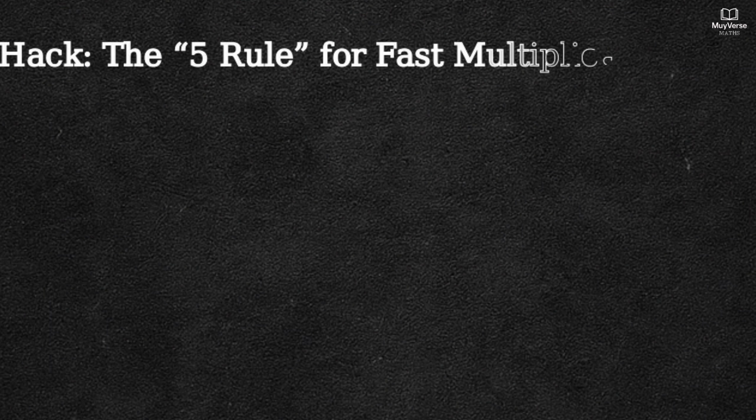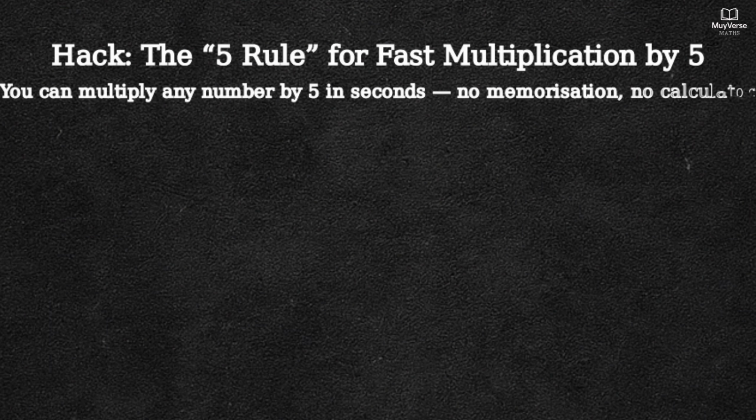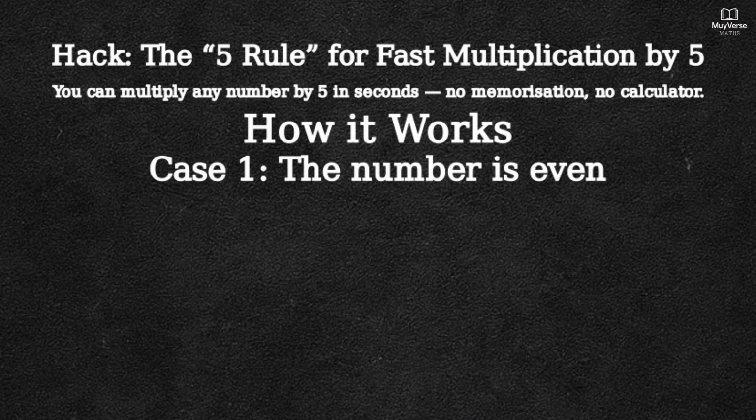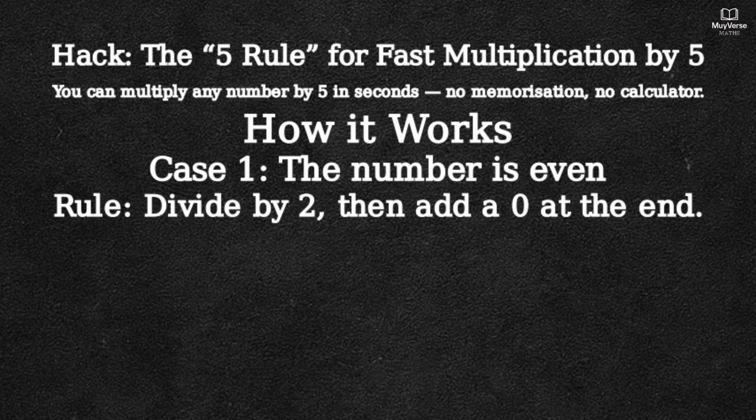Here's a fast mental math trick called the 5 rule for multiplying by 5. Here's how it works. We split into two simple cases. Case 1. If the number is even, divide by 2, then add a 0 at the end. We'll do an example together.